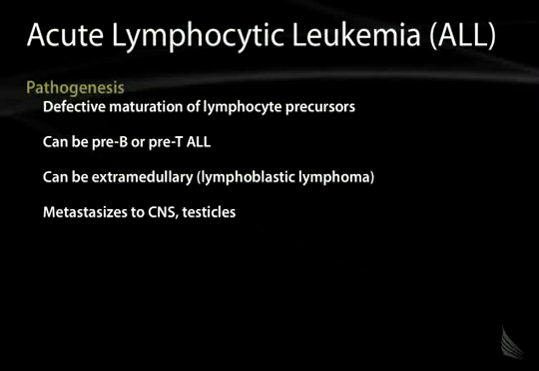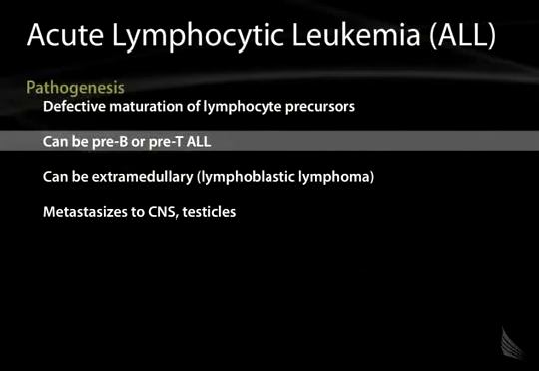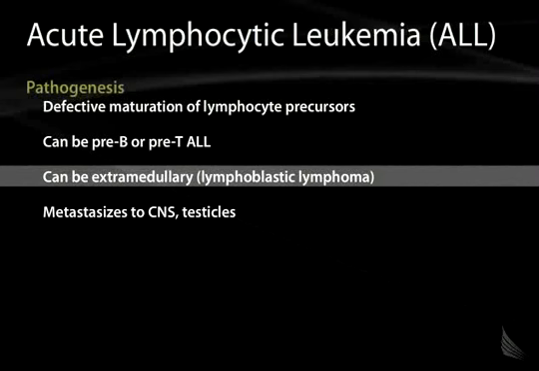Moving on to acute lymphocytic leukemias, there is defective maturation of a lymphocyte precursor. So these are either pre-B or pre-T cell ALLs. And they can be extramedullary or they can be within the bone marrow. You can have a lymphoblastic lymphoma that is outside of the bone marrow but within the lymphoproliferative system. So you can have a lymph node with pre-B or pre-T cell ALL.